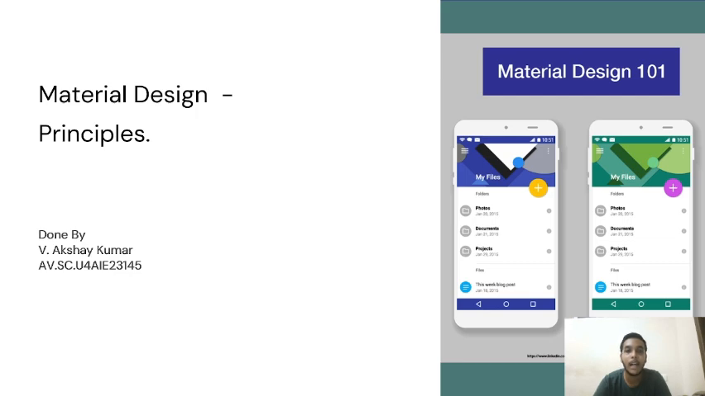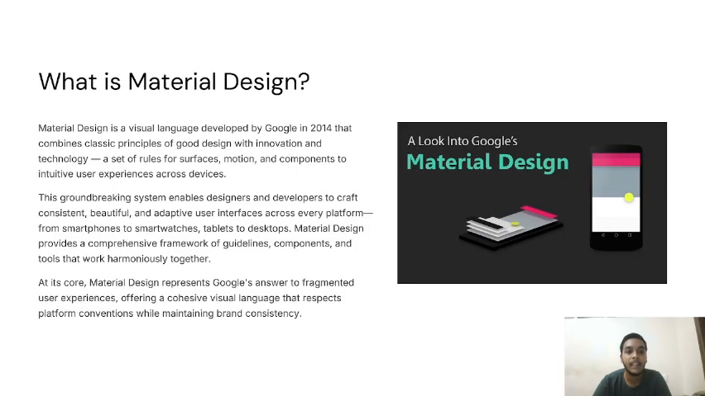Today in this video I am going to explain about material design and its principles. First, before the material design principles, let me explain what material design is. Material design is a visual language developed by Google in 2014. It combines classic principles of good design with innovation and technology. It is a set of rules for surfaces, motions, and components to intuit user experience across devices.